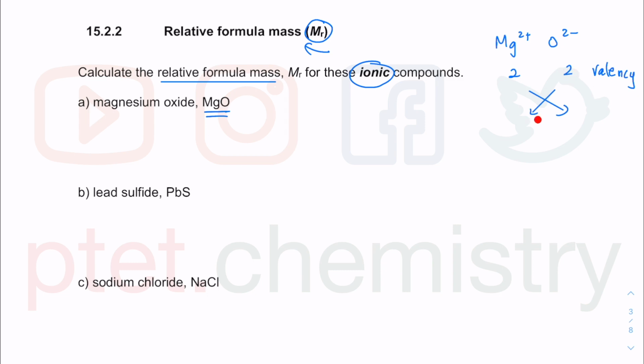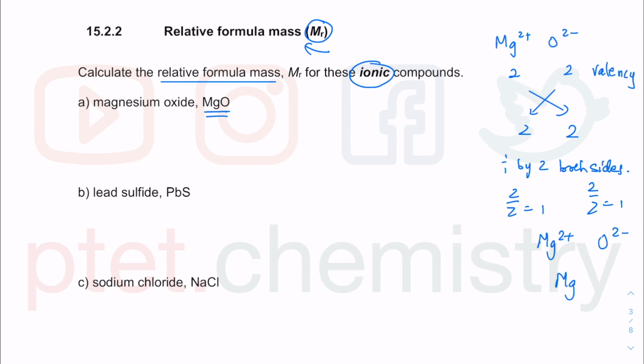So 2 on the right goes to the left, 2 on the left goes to the right, but these are not the simplest whole number. I can divide by 2 both sides because this is mathematics. So 2 over 2 gives you 1, 2 over 2 gives you 1. So what you have is Mg2+ and O2-. The charges cancel each other out. You just get MgO.